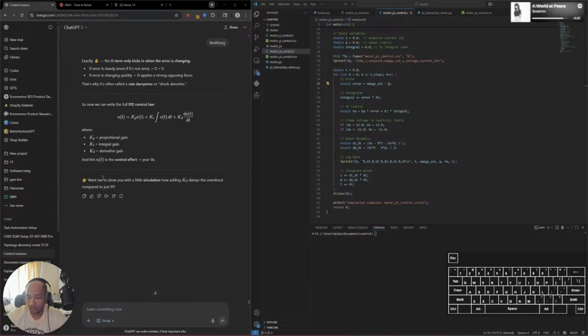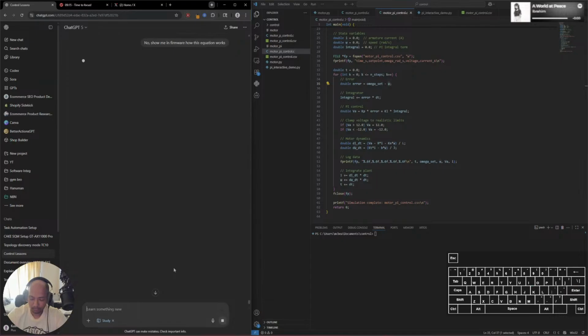Want me to show you a little simulation of how adding KD dampens the overshoot compared to just PI? No. Show me in firmware how this equation works. I want to see how it works in firmware. I got 9 minutes. 9 whole minutes.